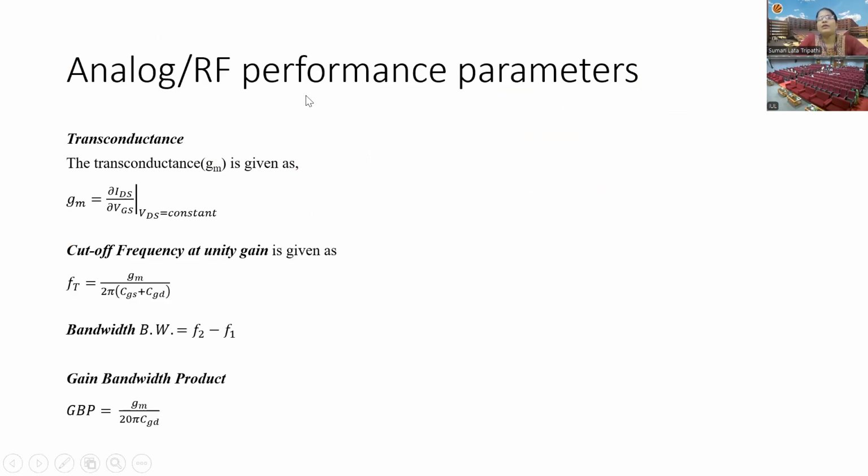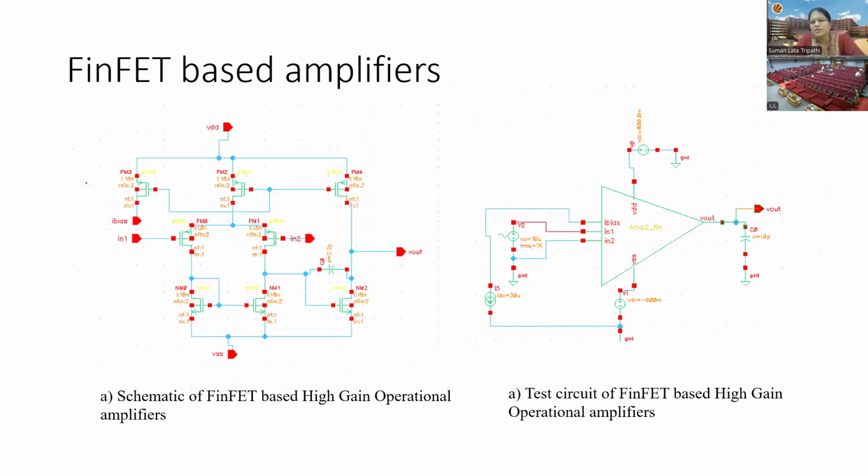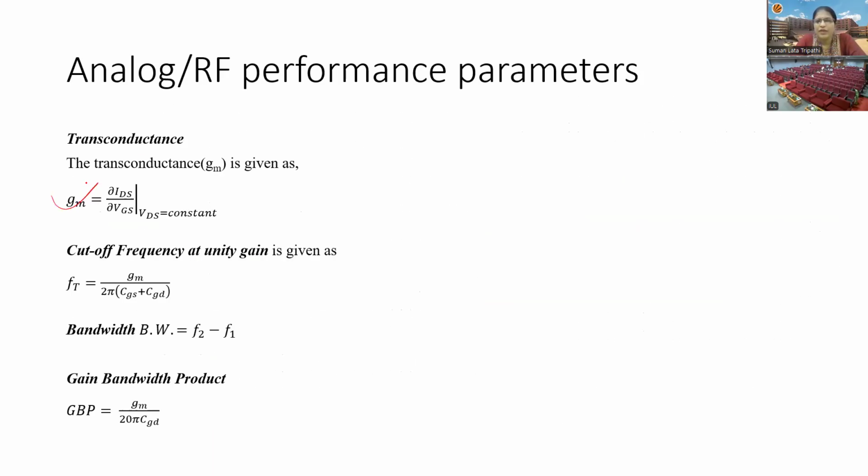But here we are concerned with the analog performance. So here you can see analog RF performance. The major parameters are transconductance. In analog we need to design amplifiers, some comparators, converters. If the signal level is good enough, then it is fine. But if the signal level is very low, then you need amplifiers also for any kind of analog application.